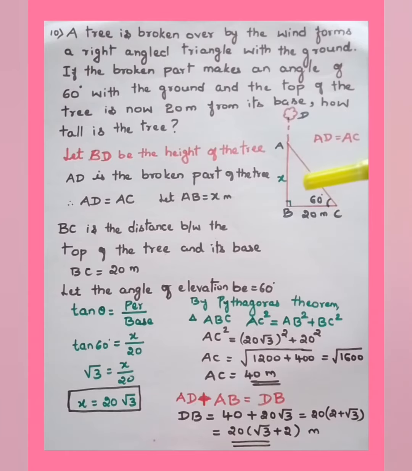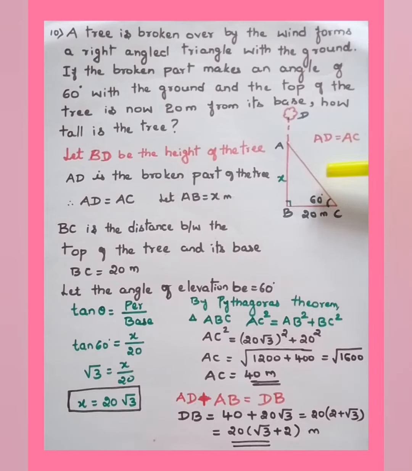Therefore you can use tan theta, perpendicular by base. Substituting, the perpendicular is X and the base is 20, and tan 60 is root 3, so root 3 is equal to X by 20. Therefore the X value is 20 root 3. One value we got, the X value. To find AD we need AC also.